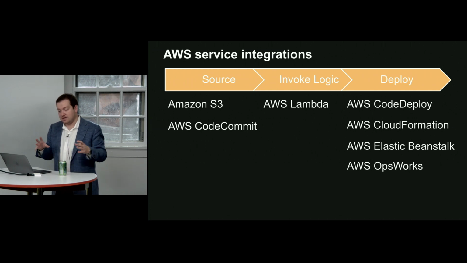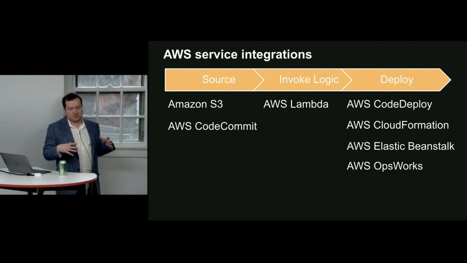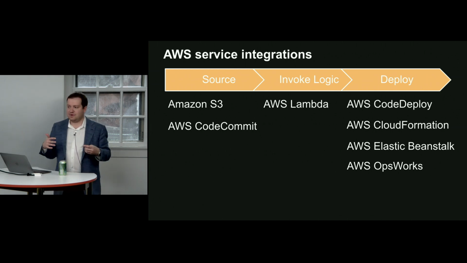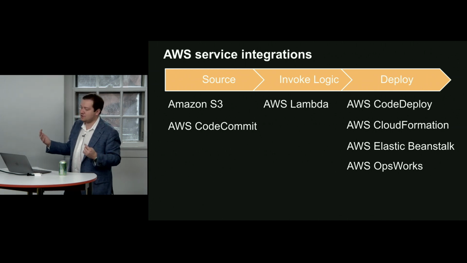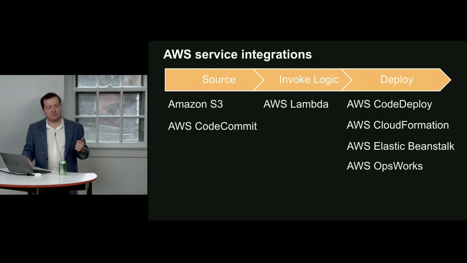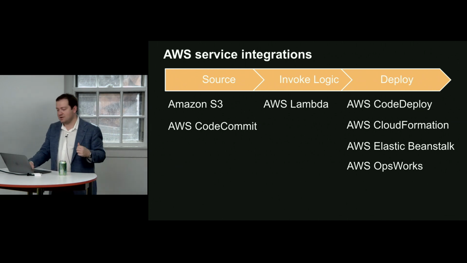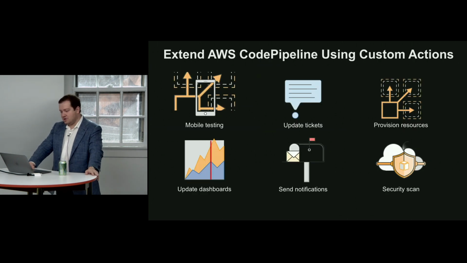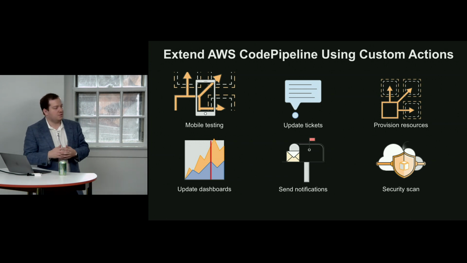So there's different service integrations. So for AWS services, for source code, it works with storing your source in S3 and CodeCommit. You can invoke a Lambda function, so you can put custom logic in Lambda functions. And for deployment, it works with CodeDeploy, CloudFormation, Elastic Beanstalk, and OpsWorks. And there's also a bunch of third-party integrations with this as well. And so you can also do custom actions either through a plugin or through Lambda functions.